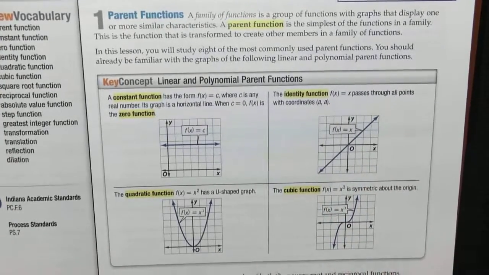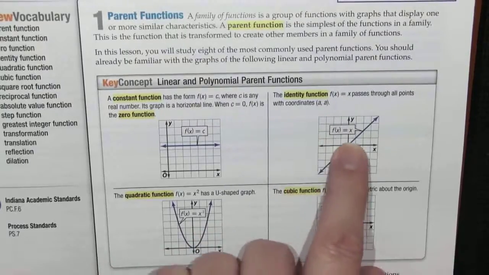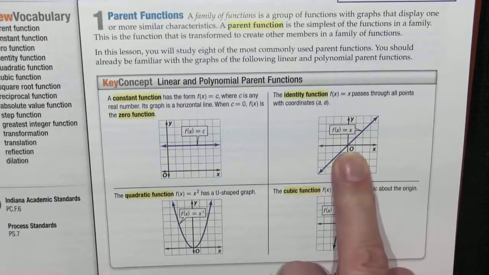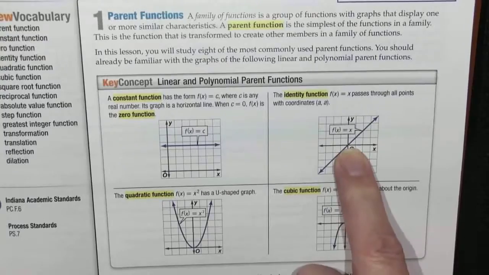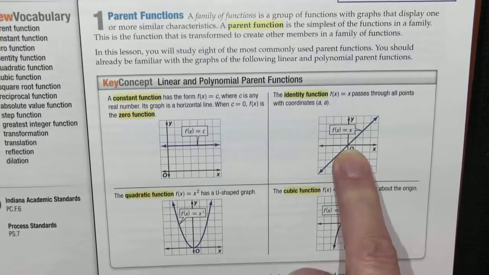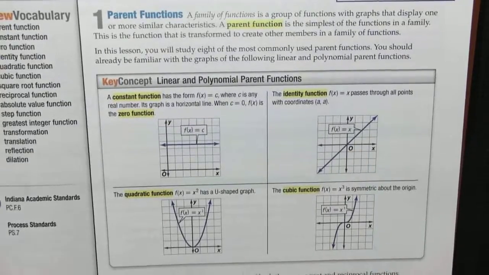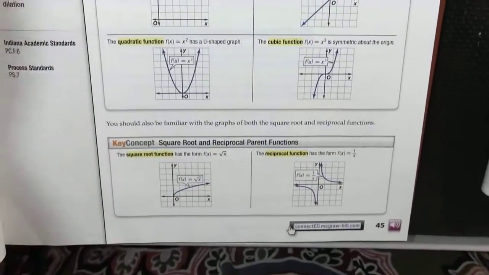Now, it's pretty much the parent graph to direct variation. Because remember, direct variation always crosses at 0, 0. Do you guys remember that? It's been a minute. We'll get to it, but anyway.